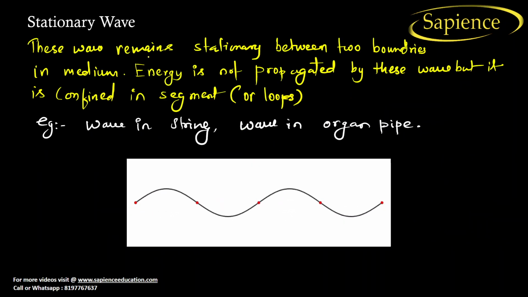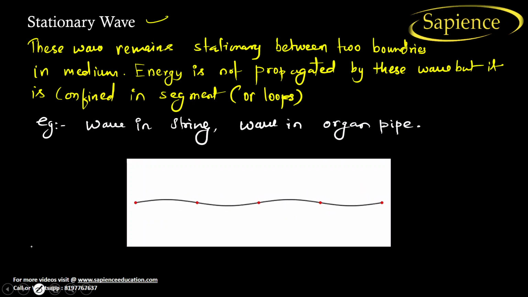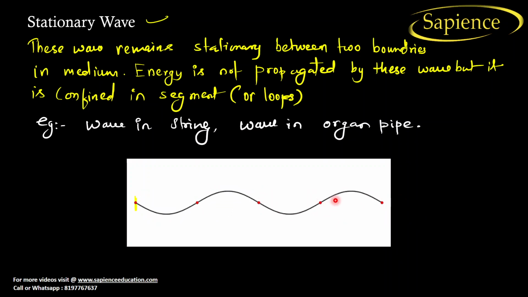Now, the second type of wave is a stationary wave. What do you mean by stationary wave? The wave will stop. It won't move. See here. Is it moving? It is not moving. But the wave is continuously vibrating, yet the progression of the wave is not there. Why is it not there?